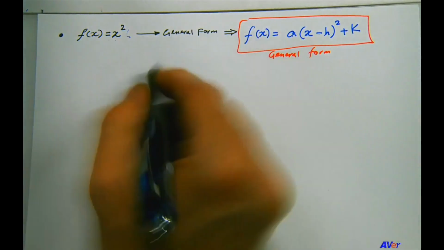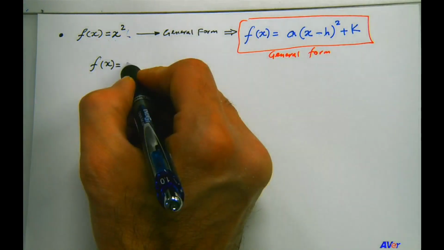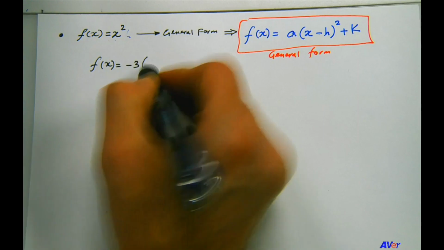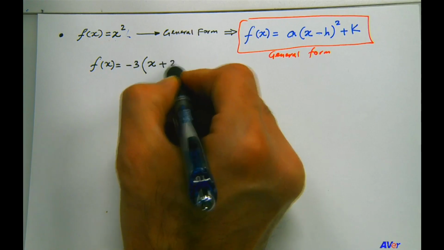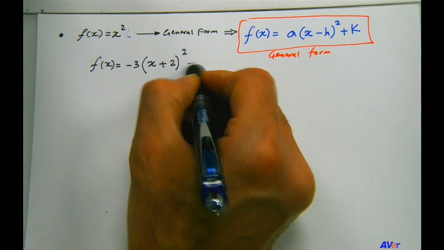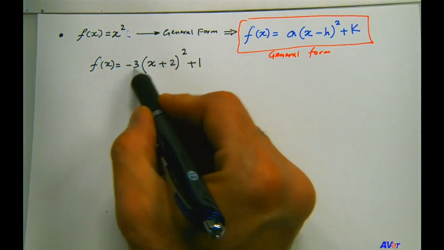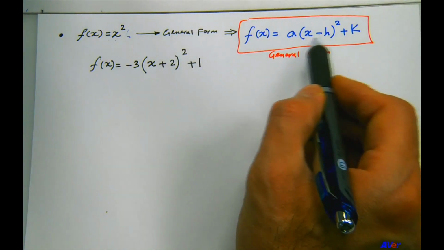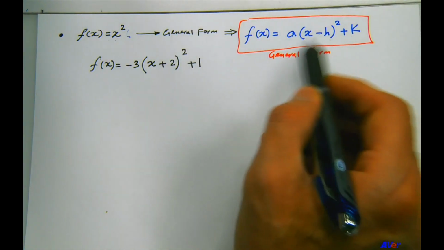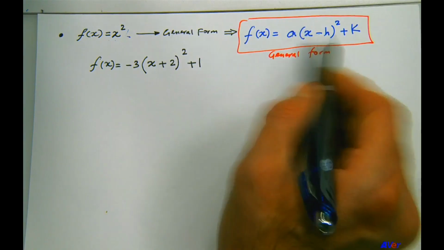So that's the general form. Here is another example. F of x equals minus 3 times (x plus 2) squared plus 1. Okay, so you look at this and you compare it with this in your mind. Remembering this, you should remember these general forms. And all you have to remember is one of these.